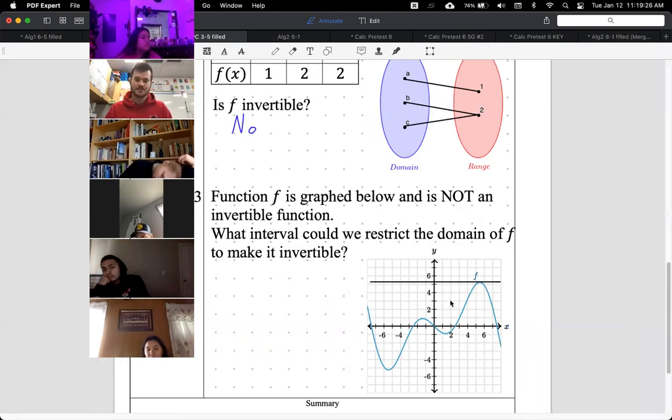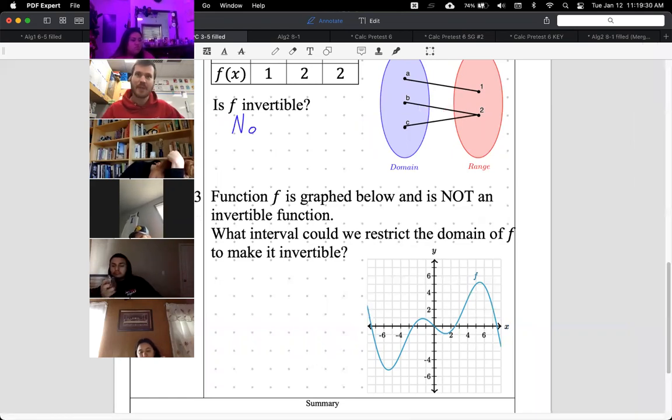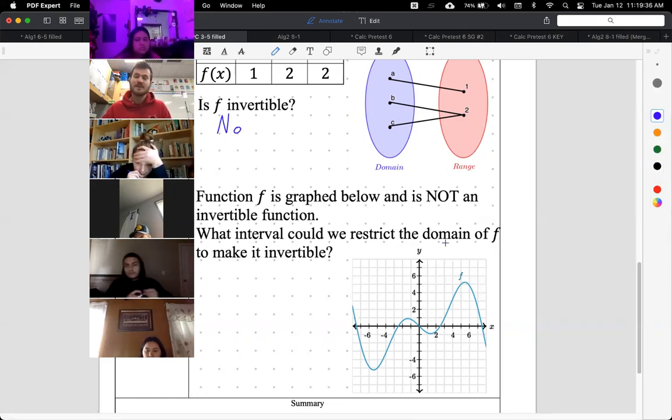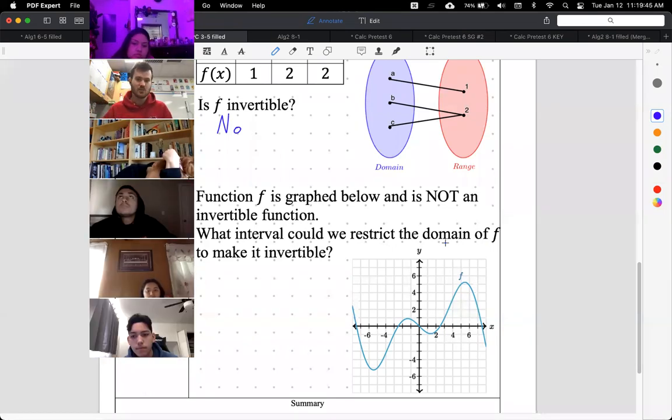So let's try to actually make this an invertible function. Let's make it pass the horizontal line test by restricting the domain. What that means is, between what x value and what x value will it pass the horizontal line test? And there usually are multiple answers here. Let me give you one.